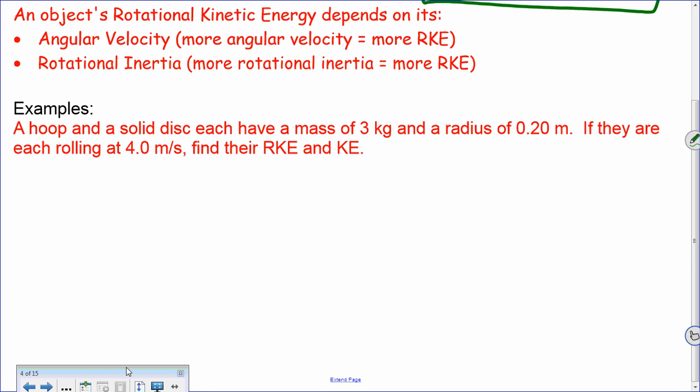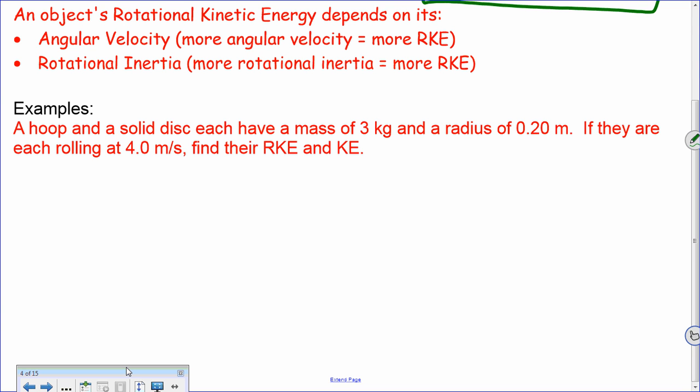So here's the deal. In this example, it says a hoop and a solid disc each have a mass of 3 kilograms and a radius of 0.2 meters. If they're each rolling at 4 meters a second, then find their RKE and their KE.